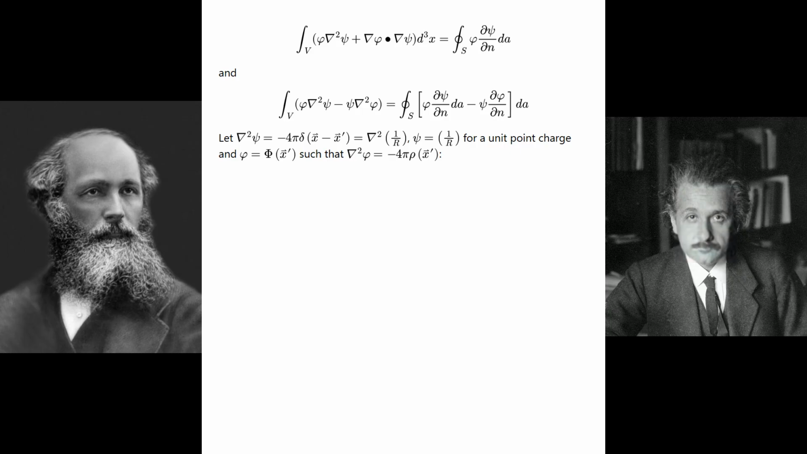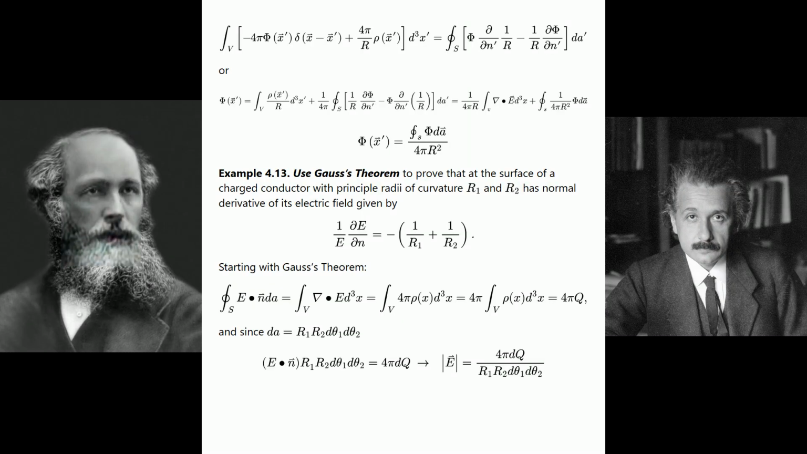Let gradient squared psi equal negative 4 pi delta of x minus x prime, equal to gradient squared of 1 over r, so psi equals 1 over r for a unit point charge, and phi equals phi of x prime, such that gradient squared phi equals negative 4 pi rho of x prime. See the next equation. Or, see the equation shown. See the next equation.